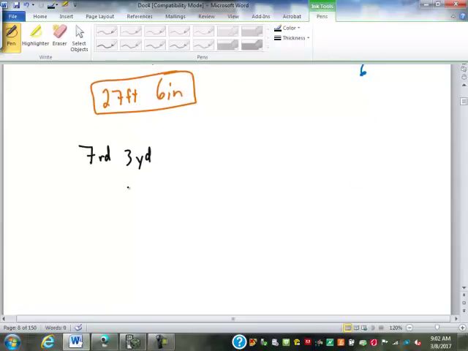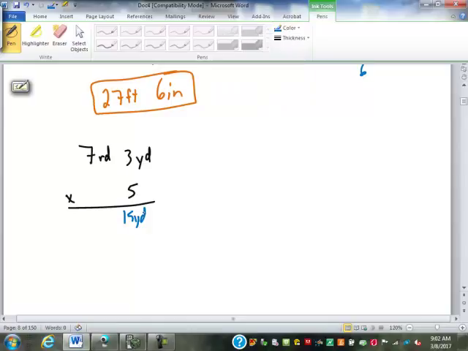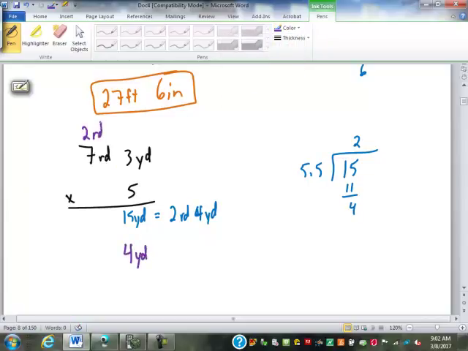So we might even have like 7 rods and 3 yards times 5. Well, 3 yards times 5 is 15 yards. 15 divided by 5.5 goes in there twice. That's 11. There's 4 left over. So that is 2 rods and 4 yards. So we keep the 4 yards and we carry the 2 rods. 5 times 7 is 35, plus 2 is 37 rods, 4 yards.